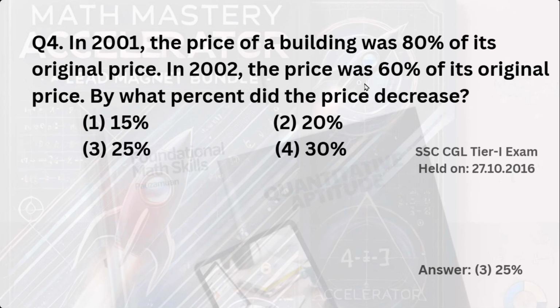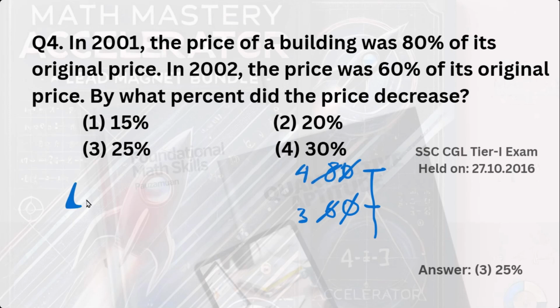In 2002, the price was 60% of the original price. By what percent did the price decrease? We have to find less percent. Write the two numbers 80 and 60. Cancel it. 2 threes are 6, 2 fours are 8.